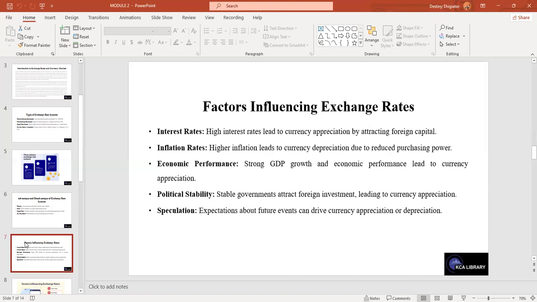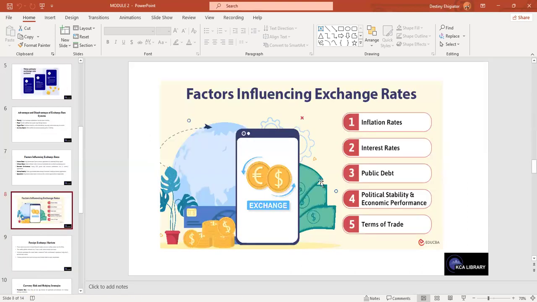Then we have political stability. Stable governments attract foreign investments, leading to currency appreciation. Then we have speculation. Speculation is expectations about future events that can drive currency appreciation or depreciation. This is the factors that I just explained here. This is the diagrammatic representation.